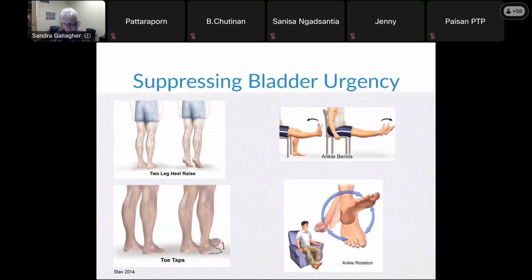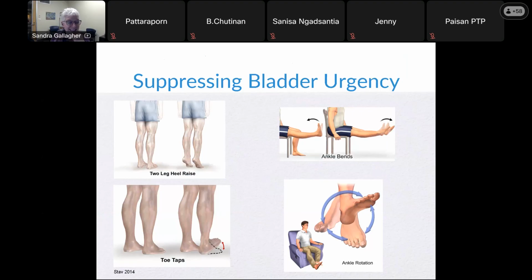Some of these pictures should look familiar to you because I told you you could use a heel raise or toe stand and a heel stand or toe taps to facilitate pelvic floor muscle contractions. They can also be used to suppress the bladder urgency. There's only one study that looked at this, but they had pretty good results on the people's sensation that they had to urinate and also on the bladder contractions.